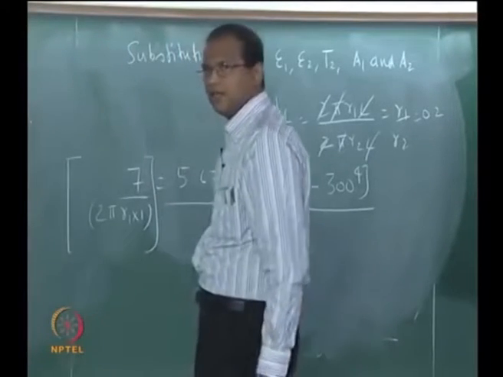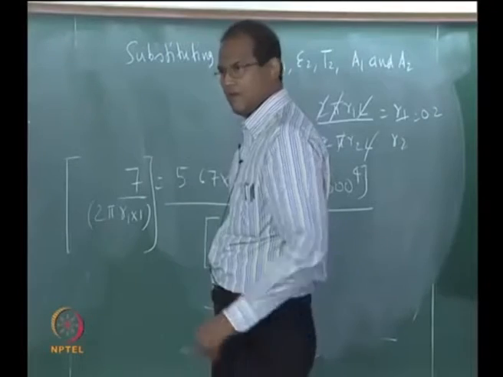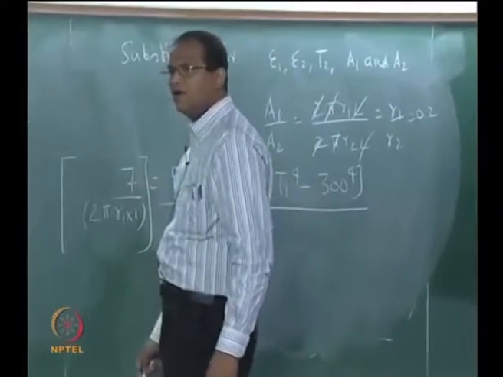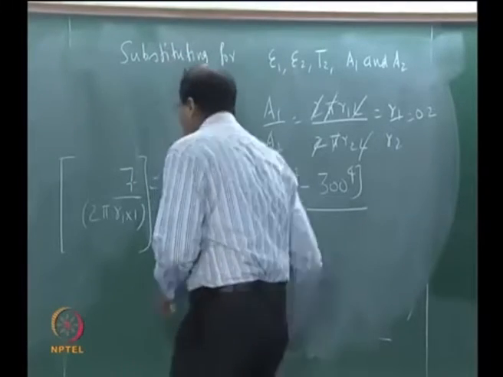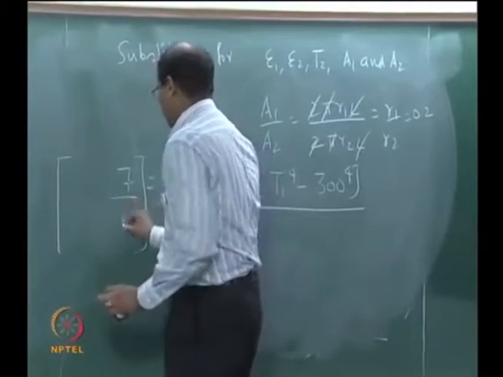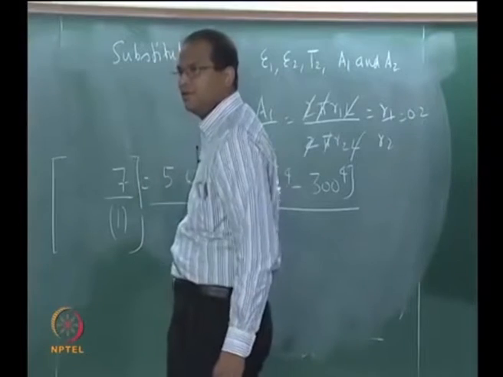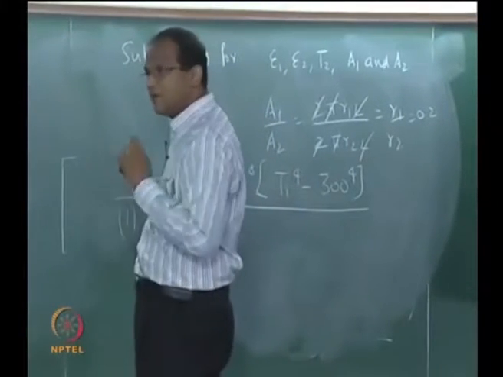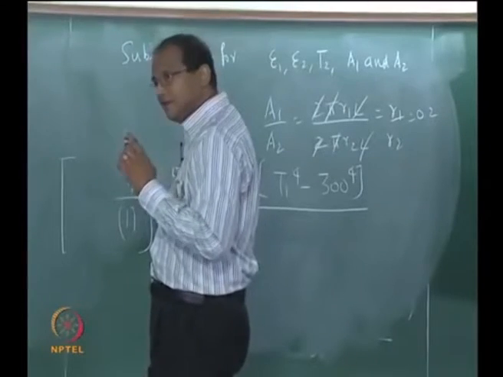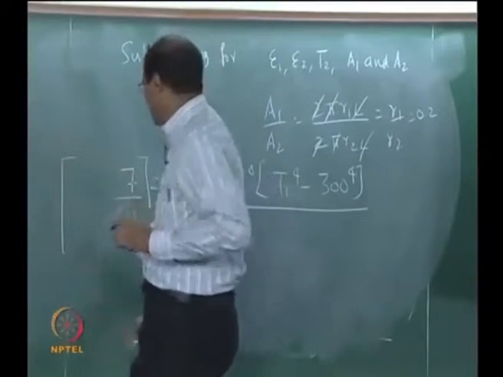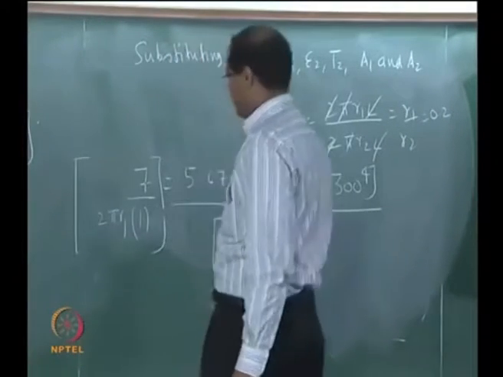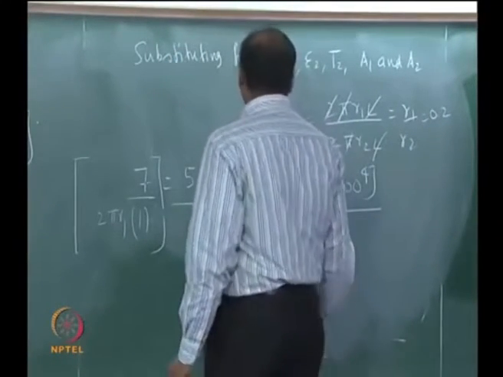Correct. Is it correct? 2 pi R1 into L, because that is 7 watts per, no, I get 7 watts per meter length, it is correct, no? I gave 7 watts per meter length, therefore I still have to have 2 pi r1, correct. Okay. Now what is 1 by epsilon 1?